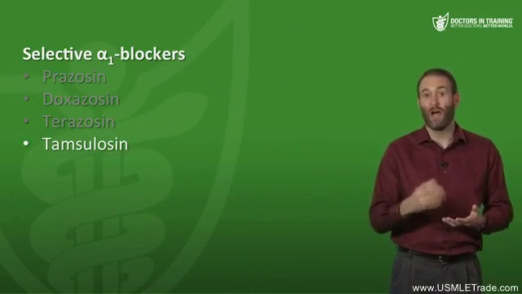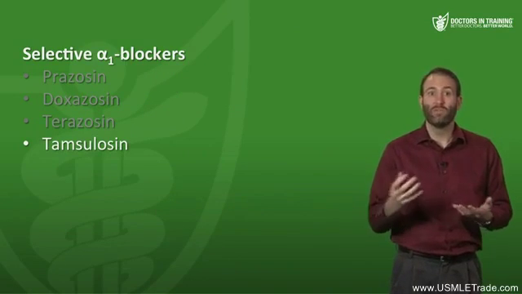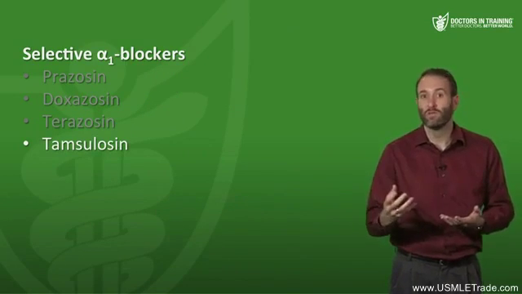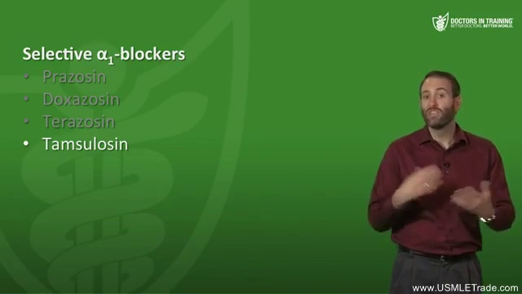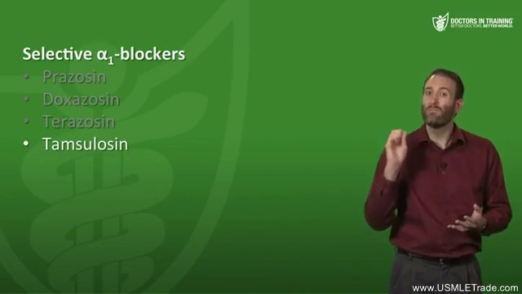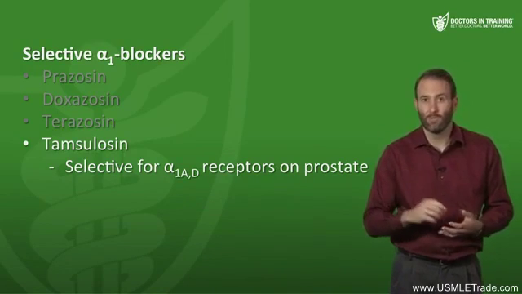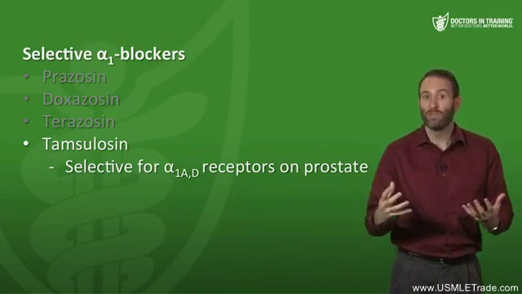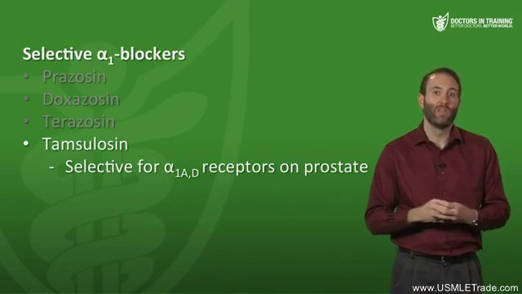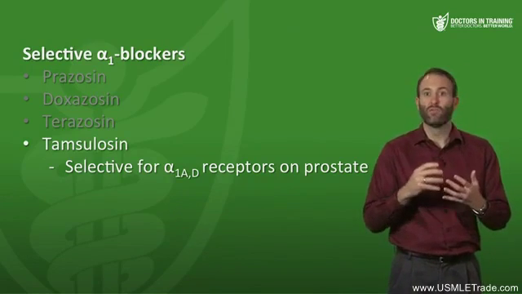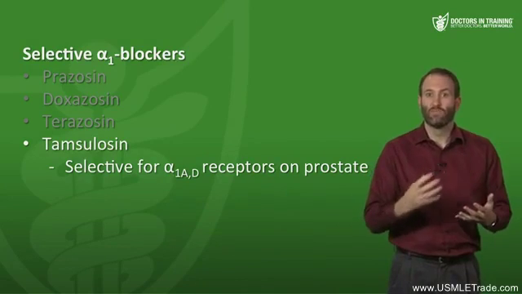So tamsulosin is an alpha 1 antagonist used to treat BPH, and it's inhibiting the smooth muscle contraction in that bladder. So it's just like your Zosyn drugs. But this one is even more selective. It's selective for what's called an alpha 1AD receptor, which is found really just in the prostate. So it relaxes that smooth muscle in the prostatic region and that urethral smooth muscle so that urine can pass more easily.